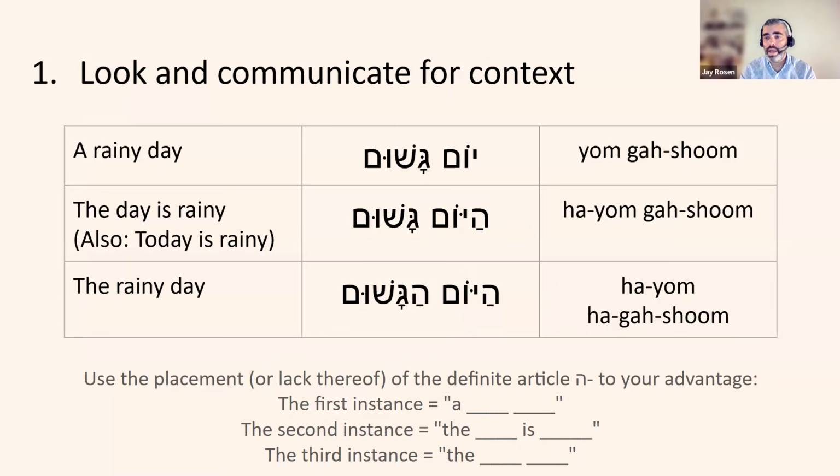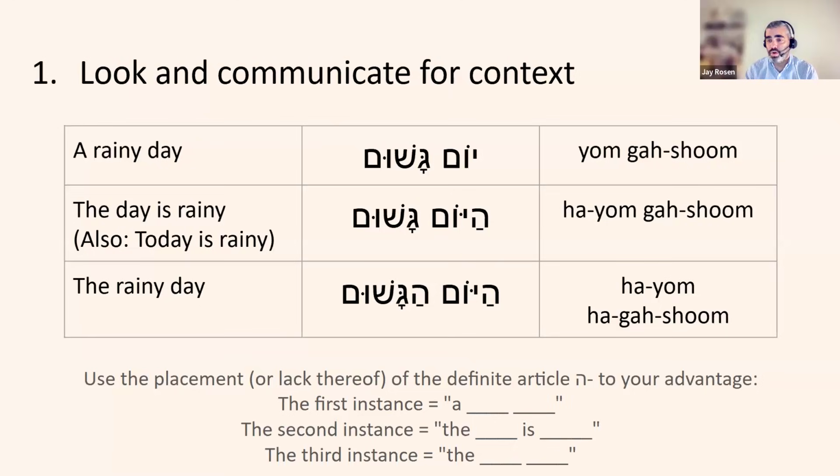Now let's look at the next one. If I use the definite article ha at the beginning of the word as the prefix, Hayom gashum. The day is rainy. Now look what happened. Hayom can be translated as both the day and today. It's a particularity in that respect. Gashum. There is no word is in Hebrew in this sentence, and yet it's a complete sentence, and I know to translate it as Hayom gashum, the day is rainy.